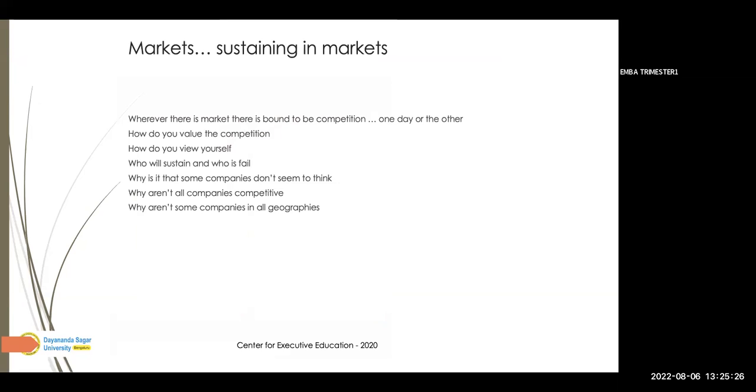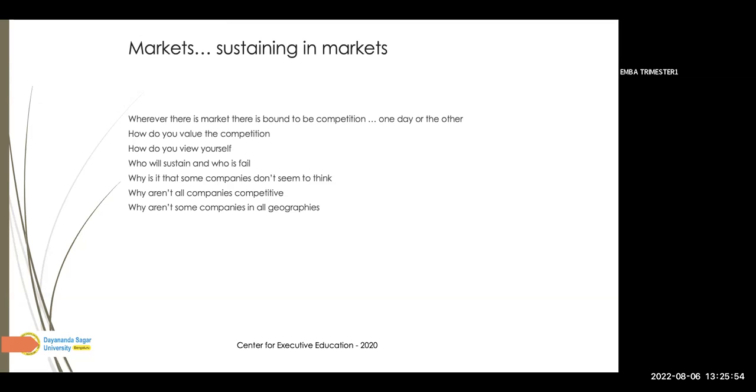And then move into a new topic of conversation: markets and sustaining in markets. Whenever there's a market, there's bound to be competition, right? I don't see any business in which there is no competition. If a business has no competition, that's what you call a monopoly. When there's a monopoly, there's really no innovation happening and you take whatever is given.